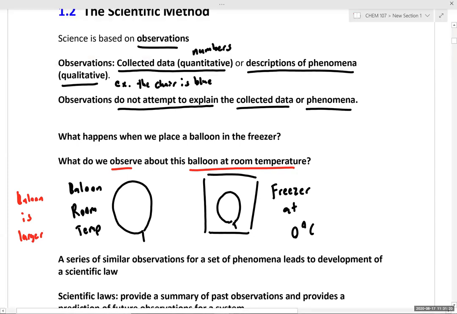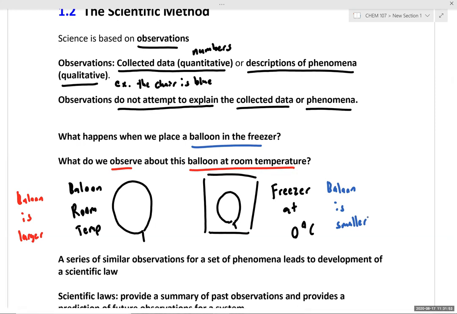What do we observe when we place the balloon in the freezer? So if we compare these two balloons in the freezer, what do we observe? So the balloon in the freezer, what do we observe about it? Yeah, so the balloon is smaller. Okay, so we've taken some qualitative observations.